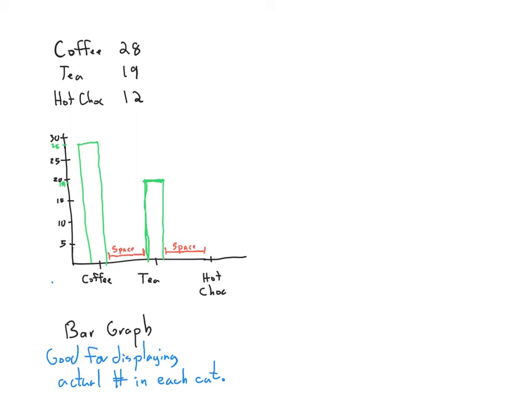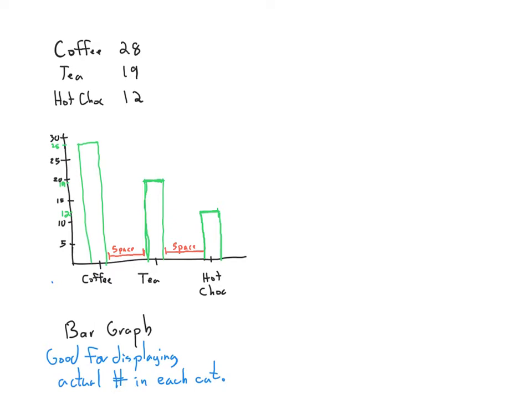So there are 12 people that like hot chocolate. 12 is around here. So the hot chocolate bar is something like that. And that is a hand-drawn bar graph for our data.